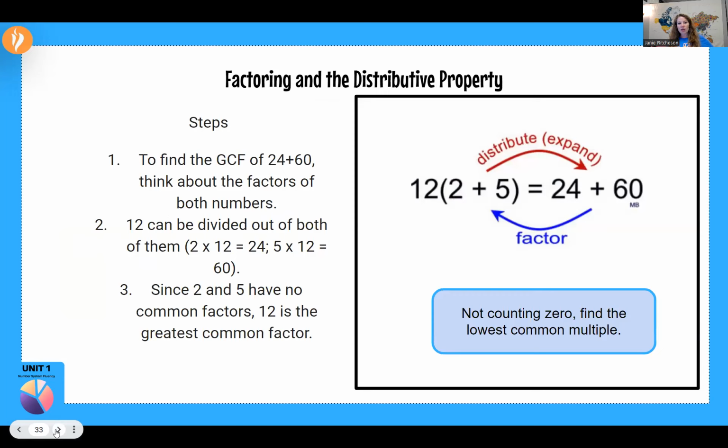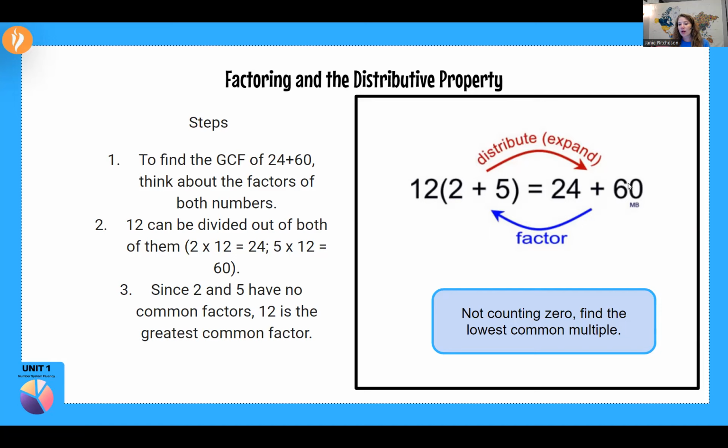All right, so now we're going to talk about factoring and the distributive property. So if you are going to factor, basically you take two numbers like 24 and 60, and you want to think of their greatest common factor. Okay, so I think we did these two numbers earlier. I might be wrong, but the greatest common factor of 24 and 60 is 12. I can divide both 24 and 60 by 12. So that's basically what you do.